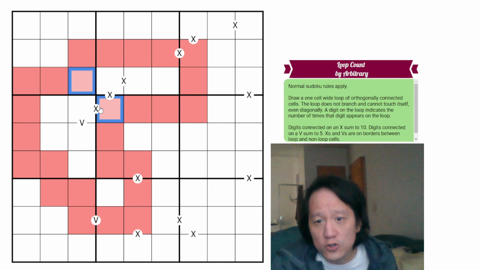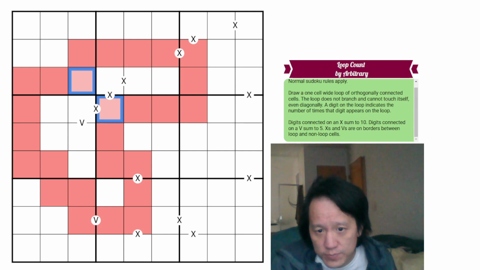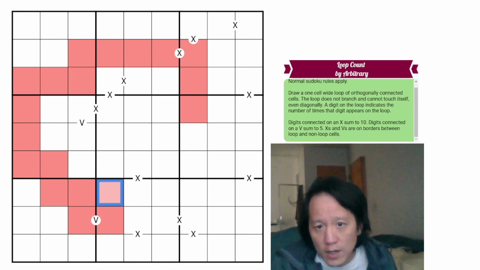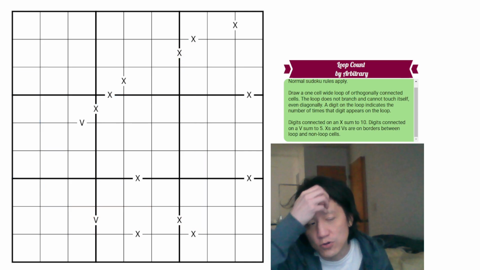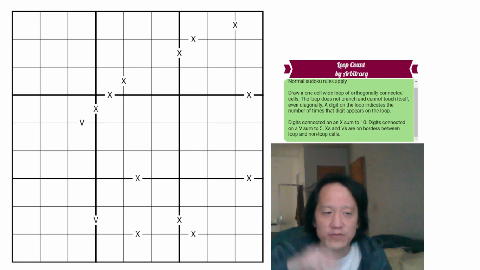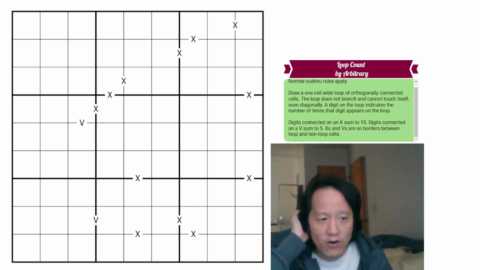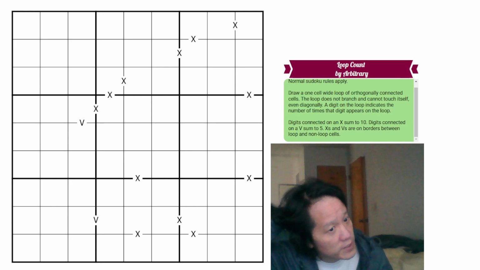So a digit on the loop indicates the number of times that digit appears on the loop. It's essentially a circle rule, but we don't have to worry about that. It's basically however many times a digit is on the loop, it is counted that many times.